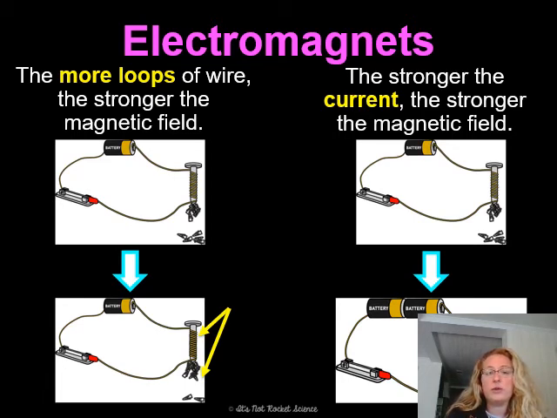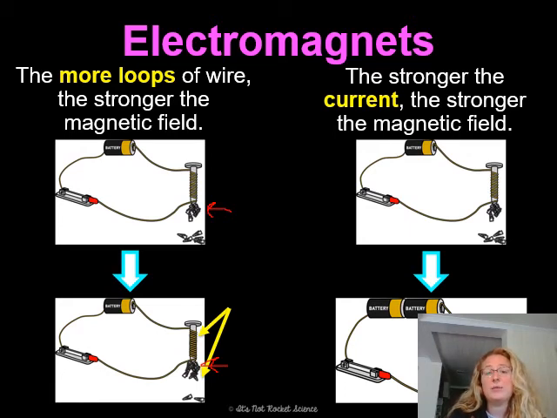According to electromagnets, if there are more loops of wire, the magnetic field is going to be stronger. So if we've wrapped around 10 times here, and we move down here and wrap it around 20 times, it's going to be twice as strong and pick up twice as many paper clips. As you can see, there are more paper clips on this one than this one.